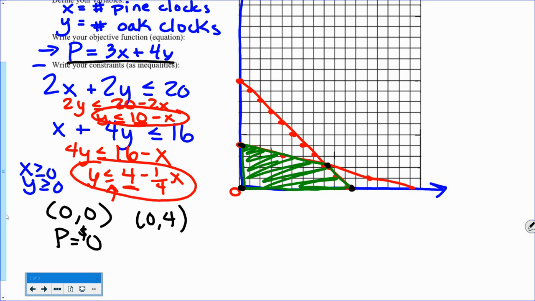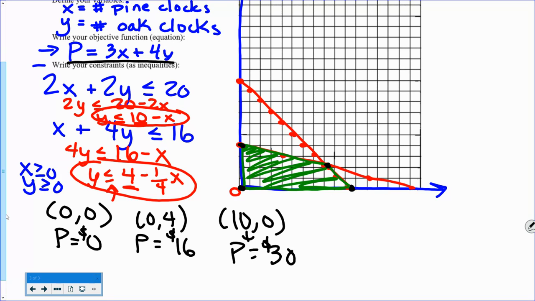All right, next point would be 0, 4. If I look at that objective function, 3 times 0 gives me 0, plus 4 times 4, I would make $16. All right, this point down over here would be 10, 0. For my profit, I'm taking 10 in place of the x, so 3 times 10 would give me $30. So far, best option right now.